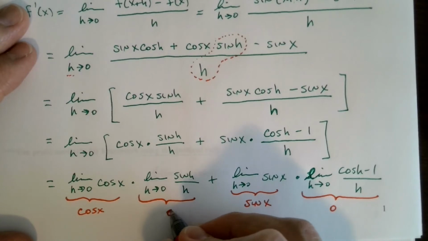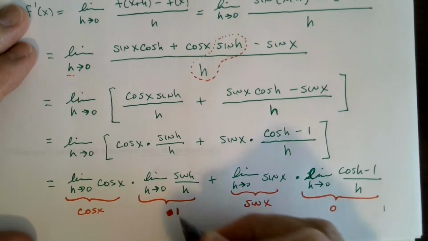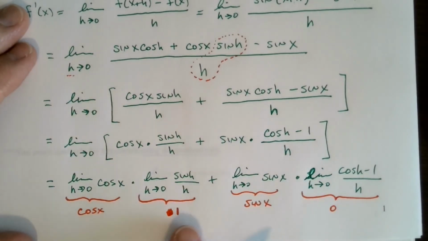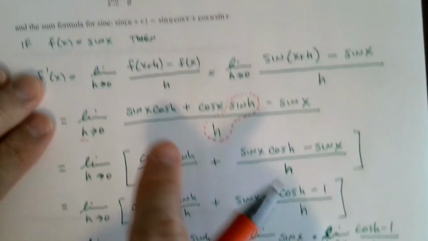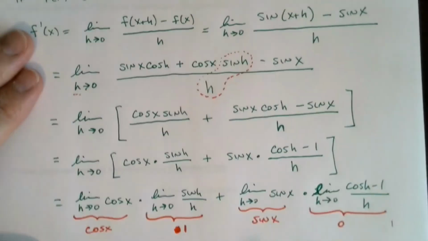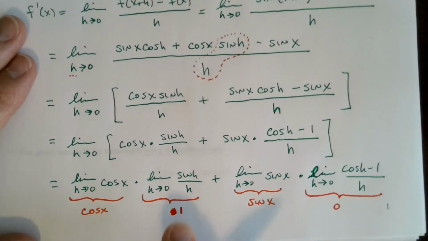I said 1. I know I said 1. My hand is not obeying today. It's disobeying commands. Sorry. That is a 1, right? We said that limit was 1. I know I said it was 1. I just wrote it as 0. Sorry for the confusion. That's 1.